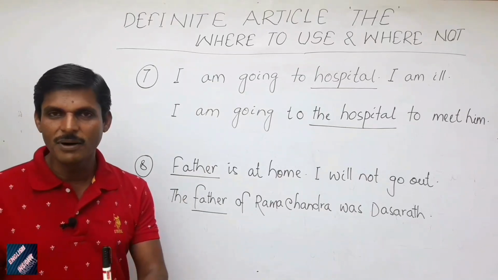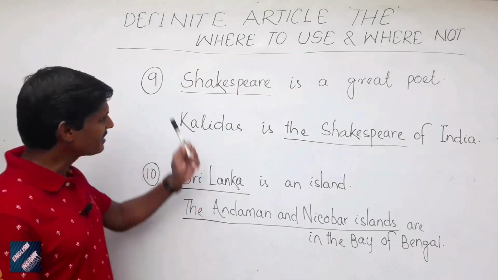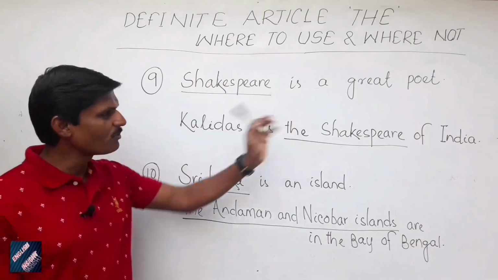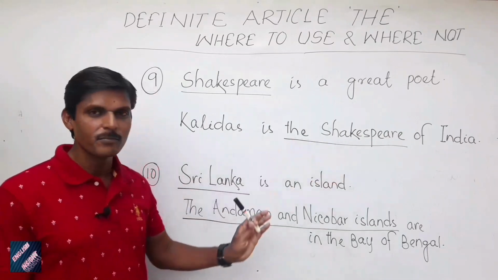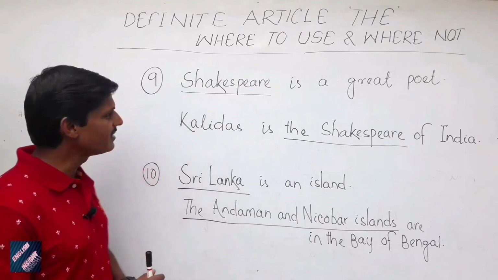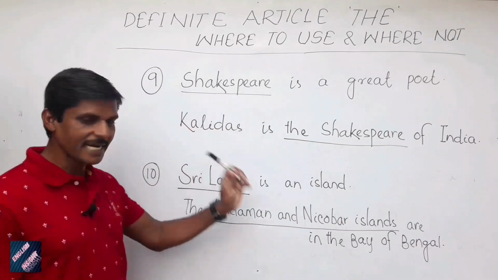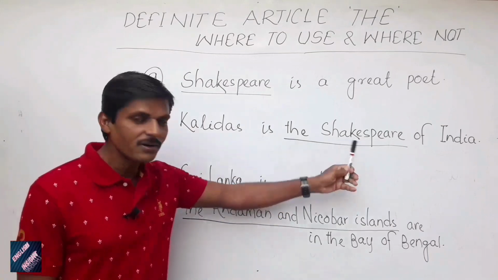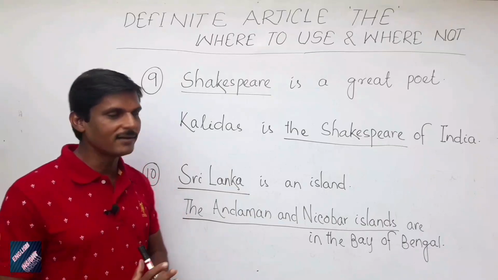It is all about pair number 8. Ninth pair of sentences. The first sentence is, Shakespeare is a great poet. The second sentence is, Kalidas is the Shakespeare of India. In both the sentences, the same word Shakespeare is written, but in the first sentence, the is not used before Shakespeare, but in the second sentence, the is used before the word Shakespeare. So why? Some rule is there behind that.